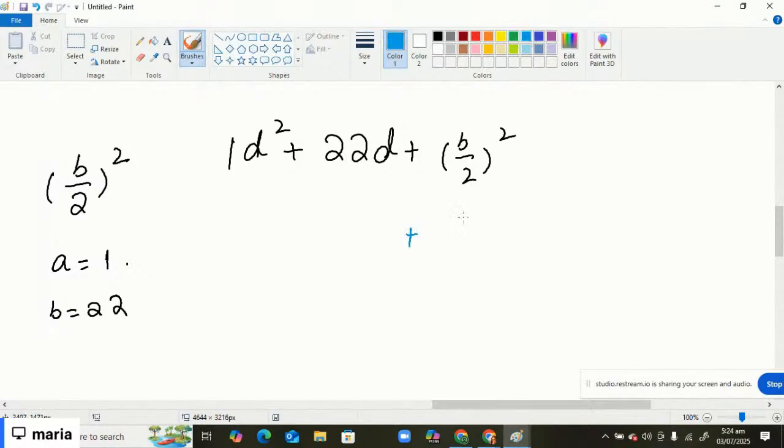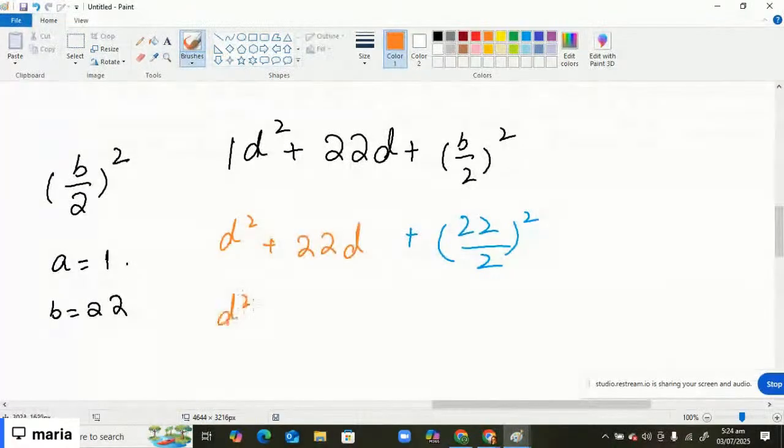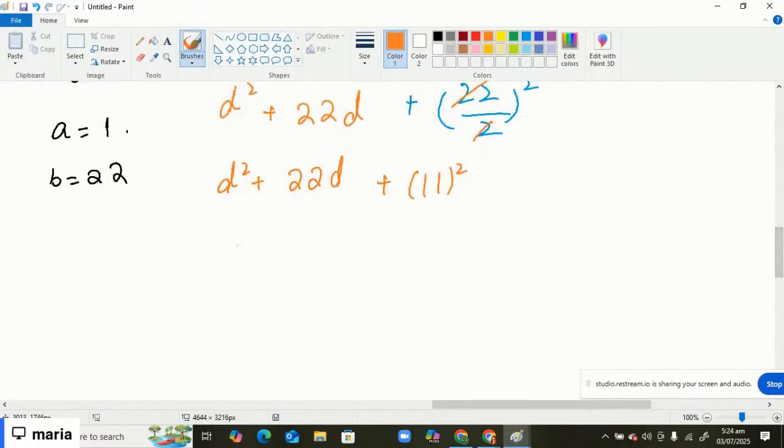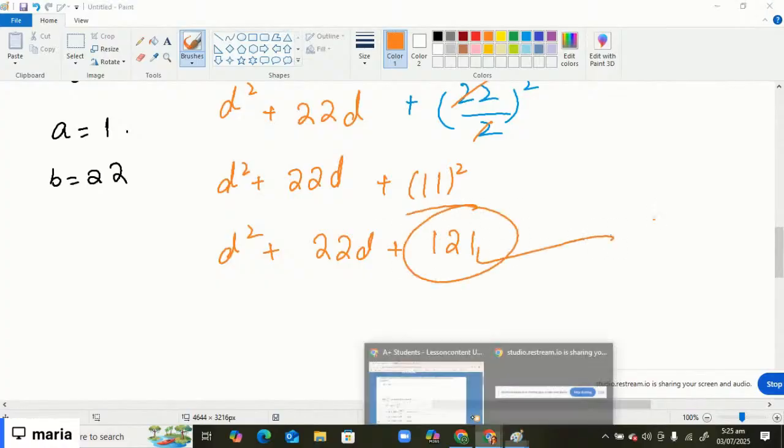And for this missing place we just put 22 over 2 whole square, and the remaining terms as they are, d square plus 22d. Then plus, 2 times 1 is 2, 2 times 11, so here is 11 square. What is the answer of 11 square? This is 121. So d square plus 22d plus 121, and this is your value of the missing number.